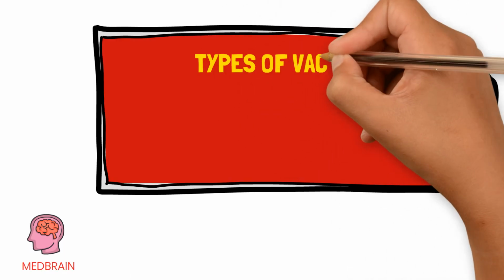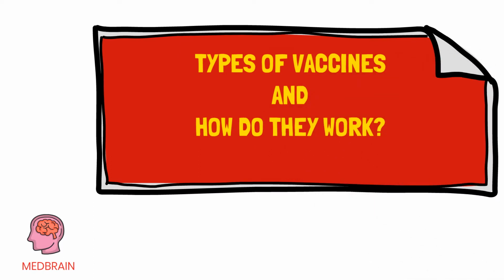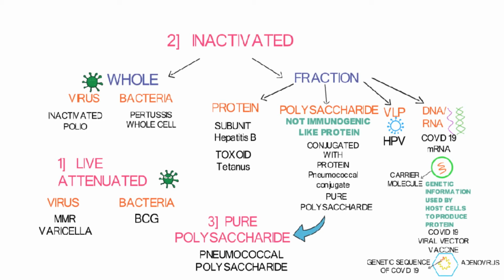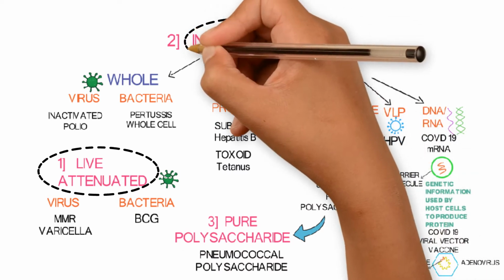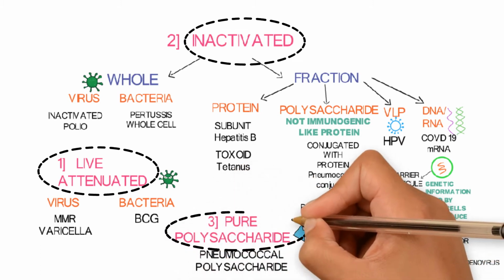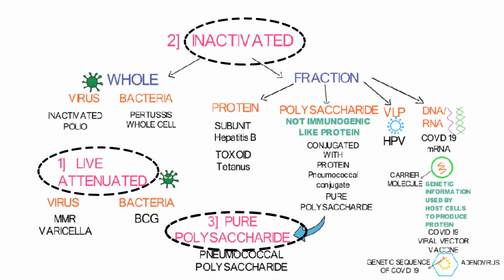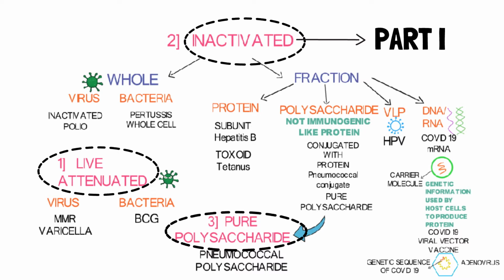Types of vaccines and how they work. Part 2. Types of vaccines were discussed in Part 1. Basically, there are live attenuated vaccines and inactivated vaccines. Pure polysaccharide vaccines, though they are inactivated vaccines, were considered under a separate category due to a different mechanism of action. The mechanism of action of inactivated vaccines was seen in Part 1. This part is about live attenuated and pure polysaccharide vaccines.